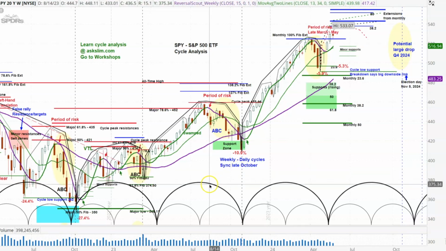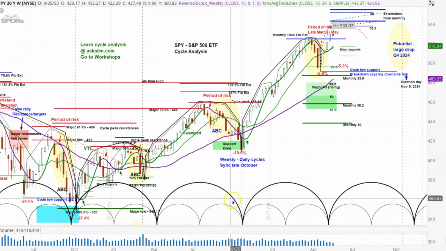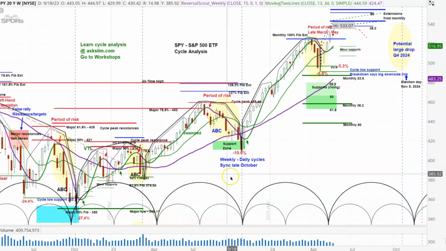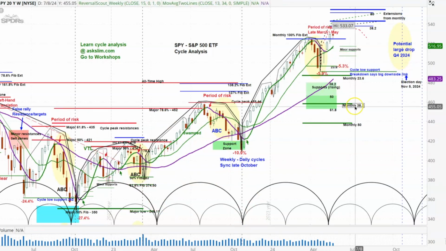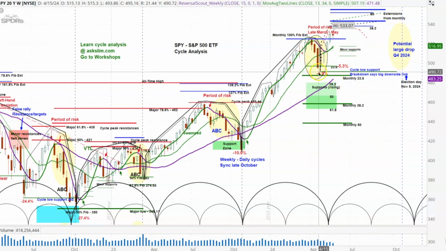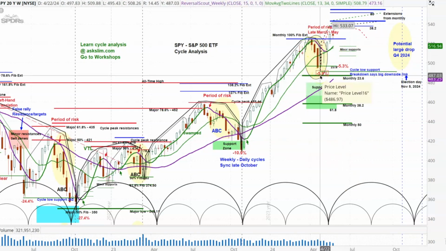On the bottom here, cycle brackets. And what those show you are the rhythms in the market, or the heartbeat of the market. And you can see there is a rhythm in the market and how the chart actually follows that movement in here. We were looking for a 5.3 to 8% correction in here. It was 5.9% on the downside.